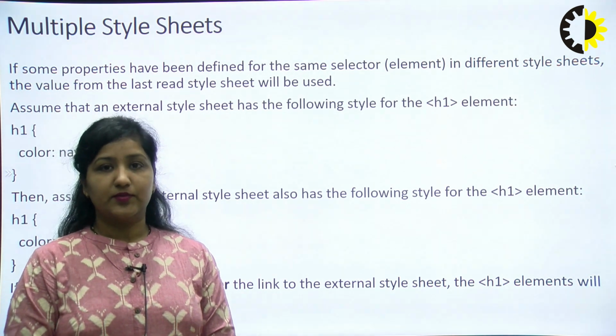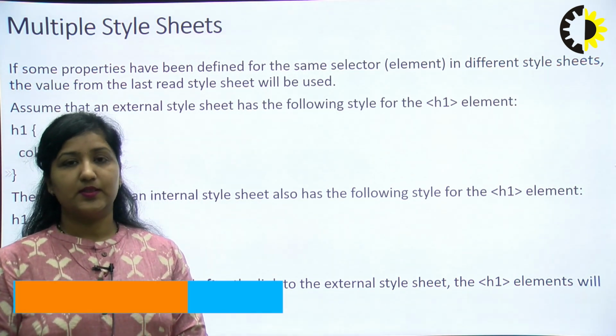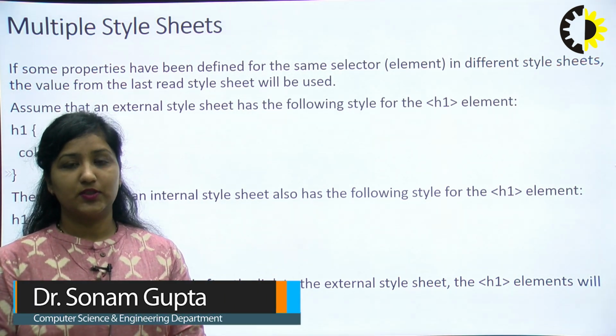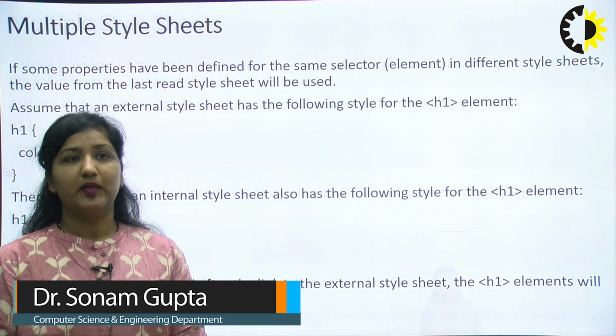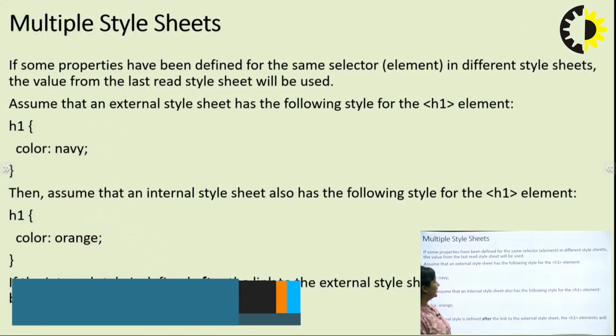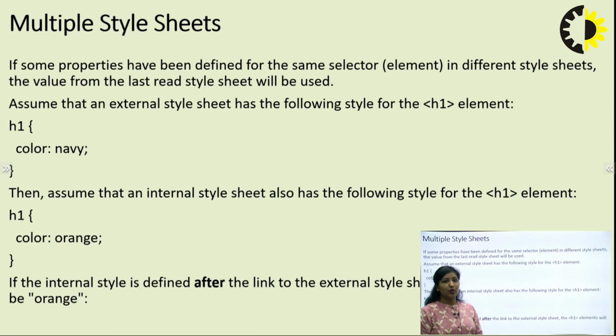Now basically, as we know, what is CSS? CSS stands for cascading style sheets. In CSS we can make multiple style sheets. If some properties have been defined for the same selector, for example a paragraph selector, a group selector, or an ID selector, any type of selector can be used in different style sheets, and the value from the last style sheet will be used.